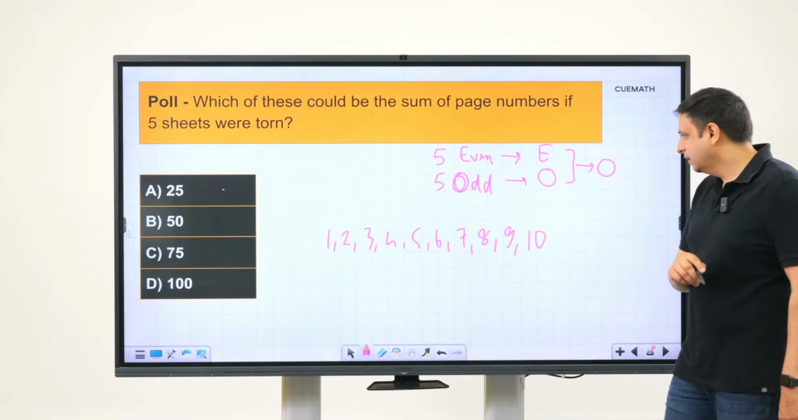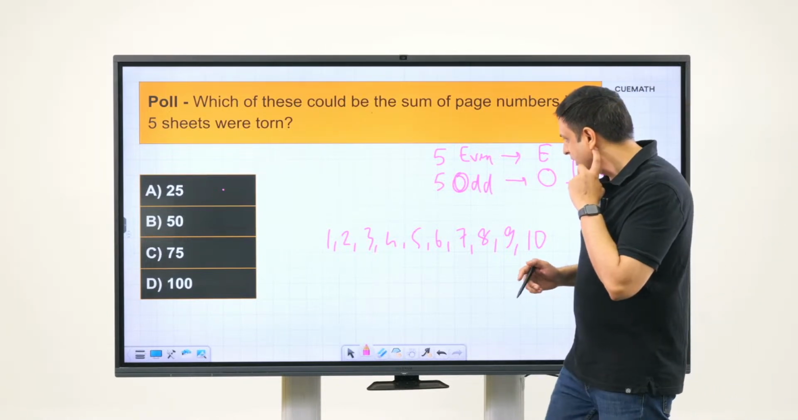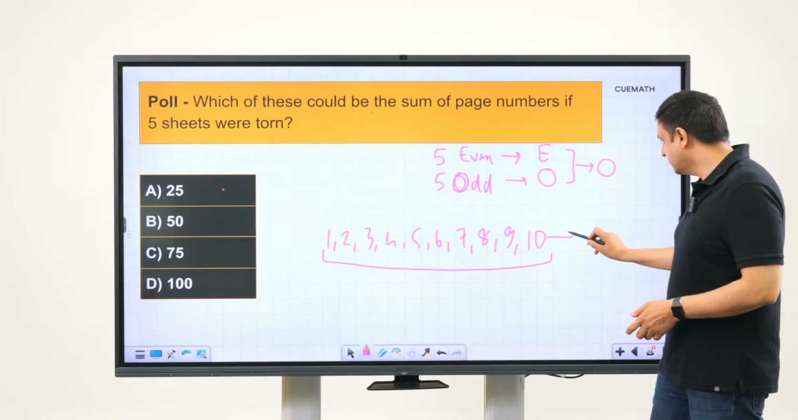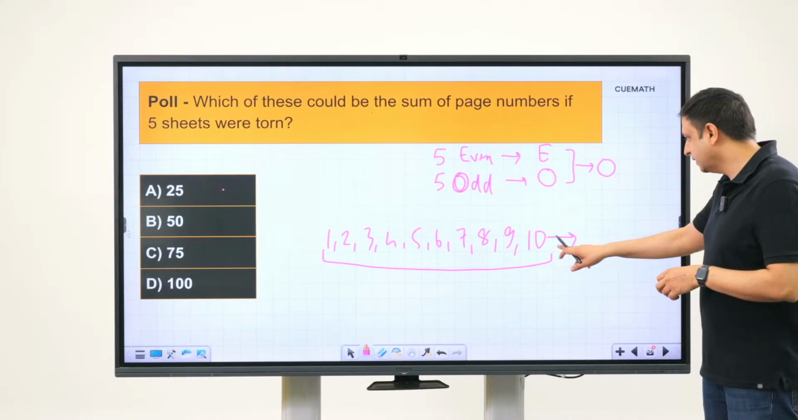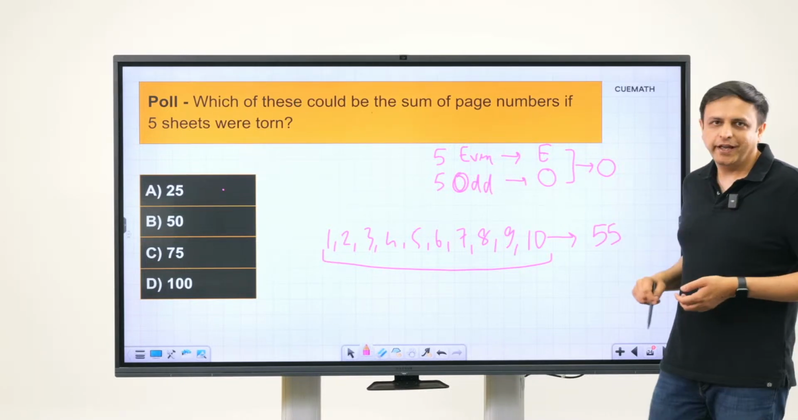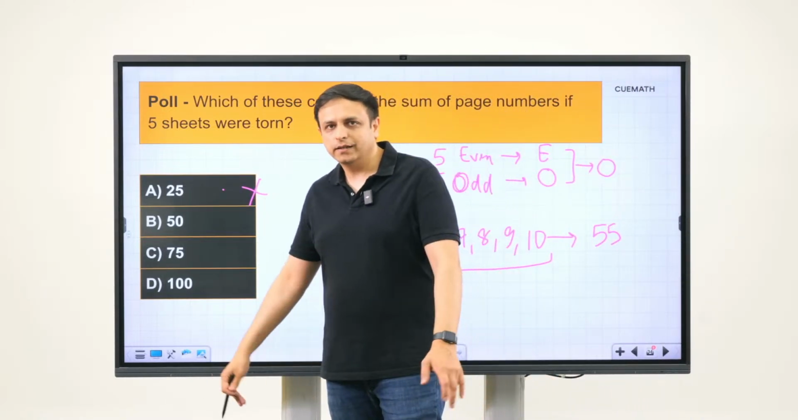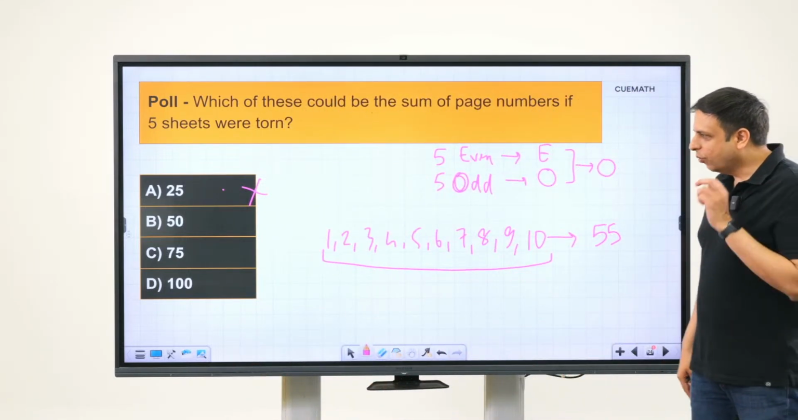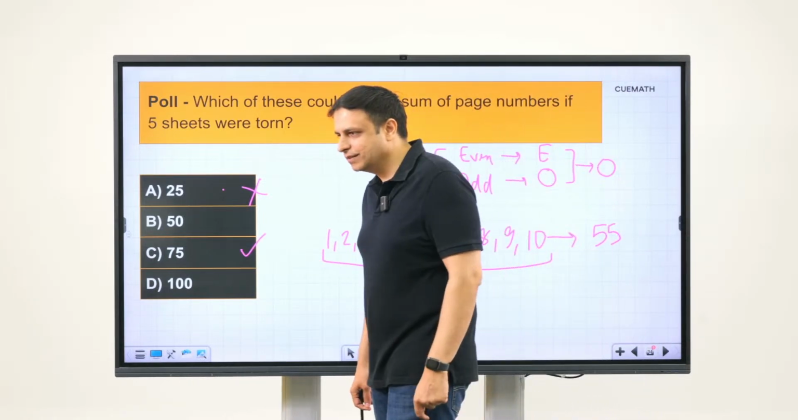So, even if you picked the lowest possible numbers of the book, even if you tore only the first 5 sheets of the book, you would get these numbers as the 10 numbers. And even this sum, the lowest possible sum you could get, is actually much greater than 25. This sum is actually 55. If you add up these 10 numbers, it is 55. So, there is no way you can get 25. There is no possible set of 5 sheets you can tear to get the number 25, because even if you pick the lowest numbers, you will get a sum of 55. So, the only correct answer possible here is 75 and not 25. So, most of you got this one incorrect.